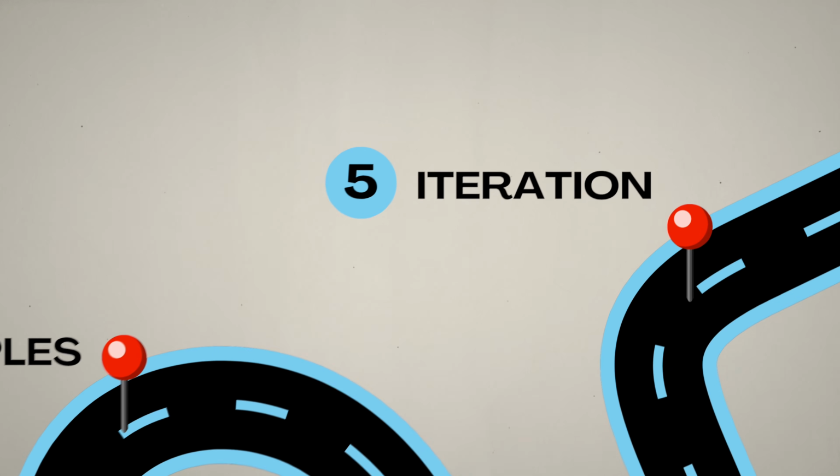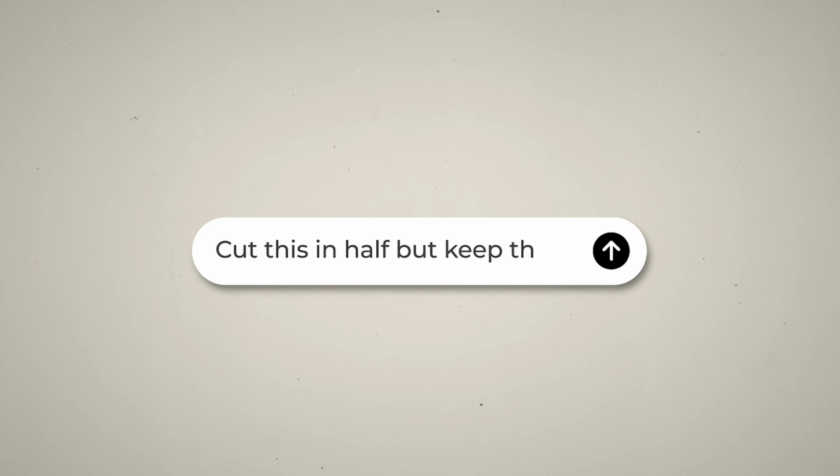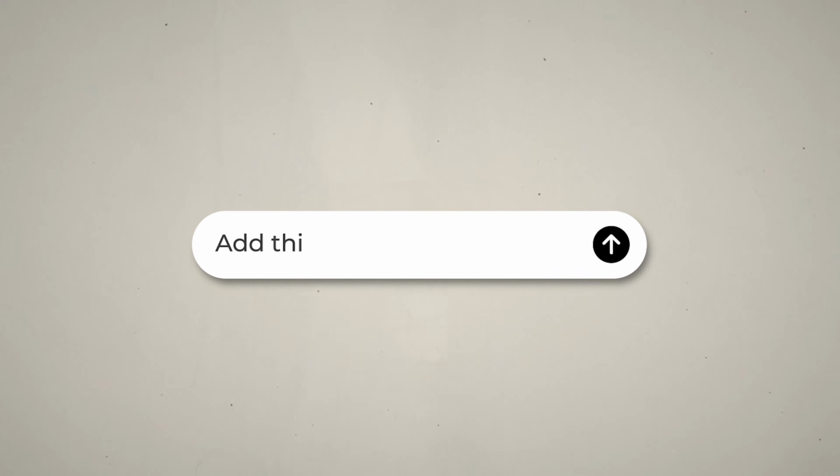And here's the last step, iteration. The real secret is you wouldn't fire your intern after their first draft, would you? You'd give them feedback and go over a few iterations. Well, ChatGPT works the same way. From here, you can just go back and forth and say, cut this in half, but keep this ROI stat, make it less formal, and add this other case study example. Each iteration gets you closer to the perfect output. The magic doesn't happen on the first try. It's all about continuous improvement.